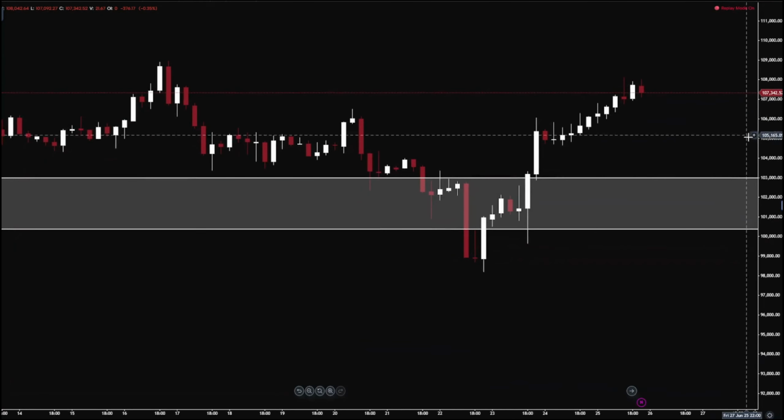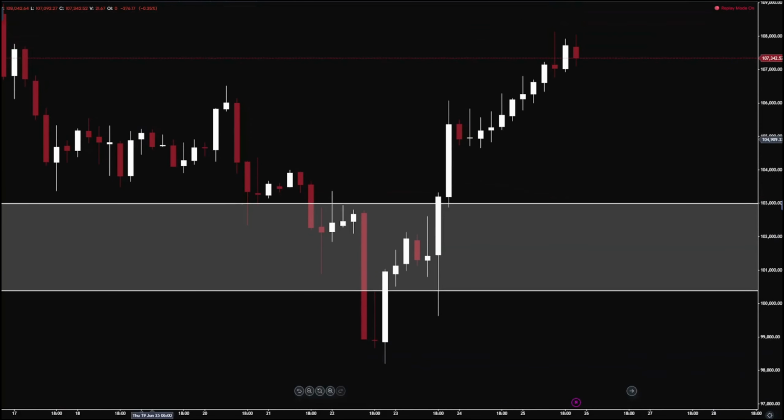Now watch this one. Same idea, same obvious level. Price breaks below it and suddenly snaps back above. There it is. The level has been reclaimed. The break didn't hold. And that's the information we were waiting for.